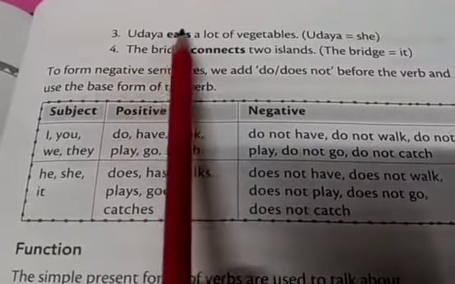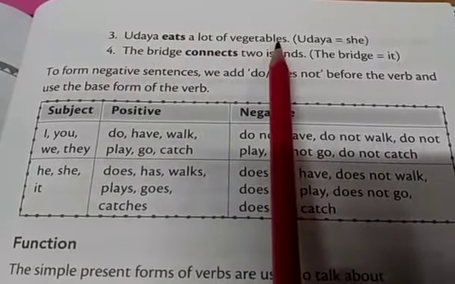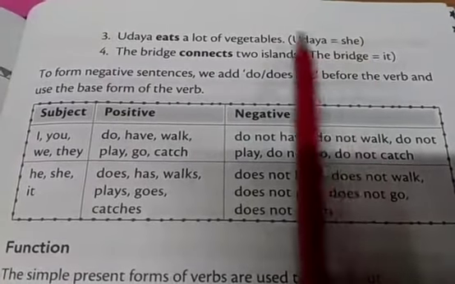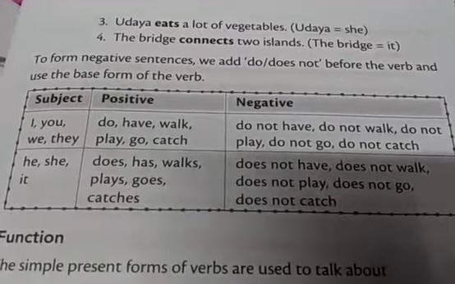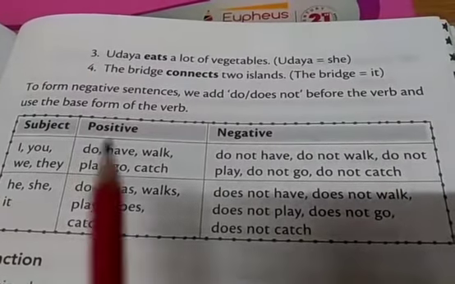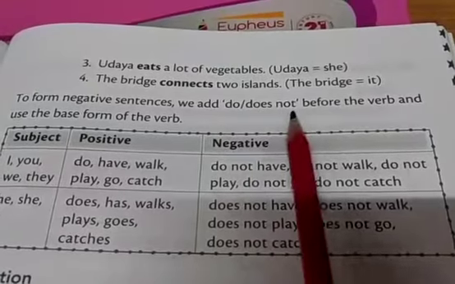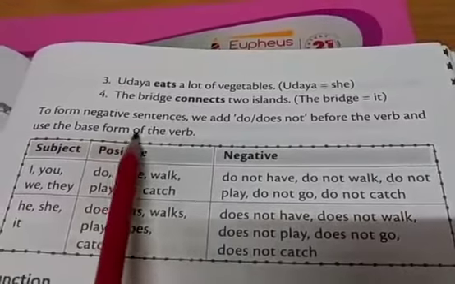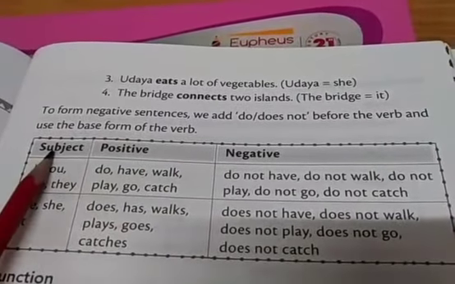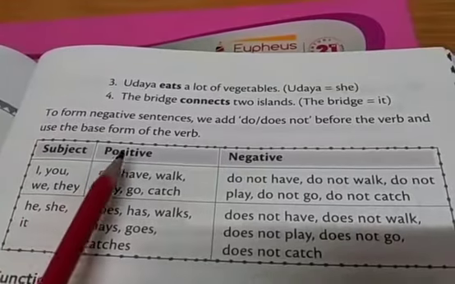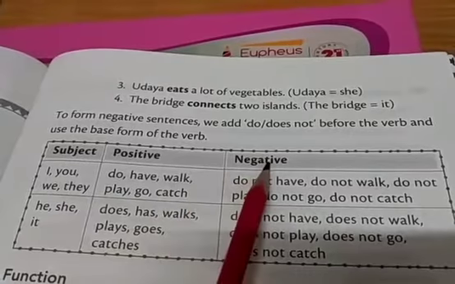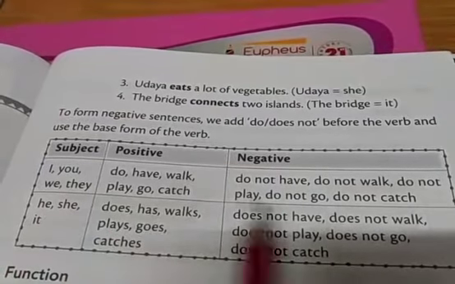Next we will move on to the third example. Udaya eats a lot of vegetables. Here Udaya is only one person, that is she. It changes to eats. To form a negative sentence, we add do or does not before the verb and use the base form of the verb. Now for example, subject here, they. Positive sentence: they play cricket. Negative sentence, we just add: they do not play cricket.